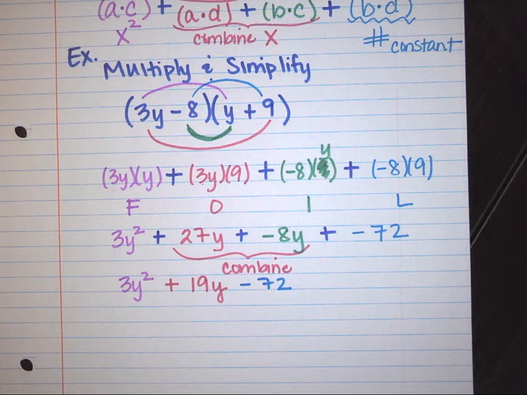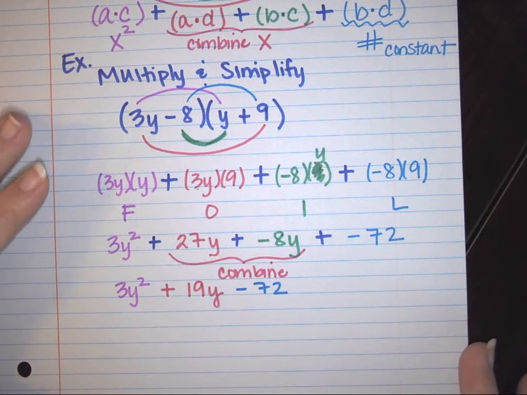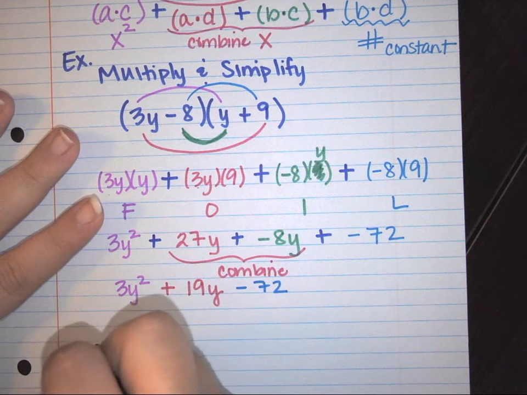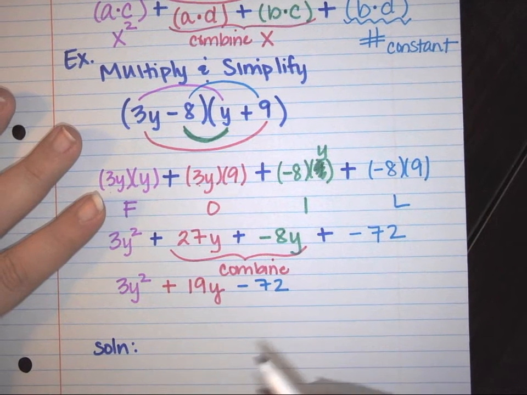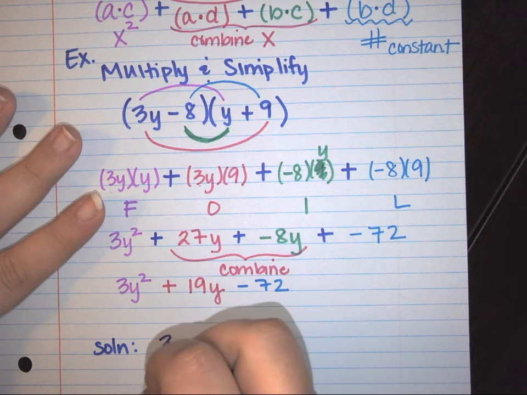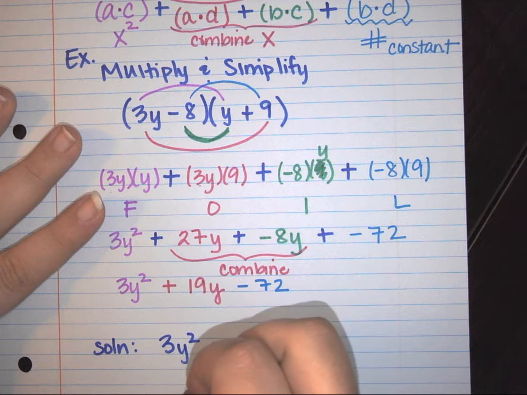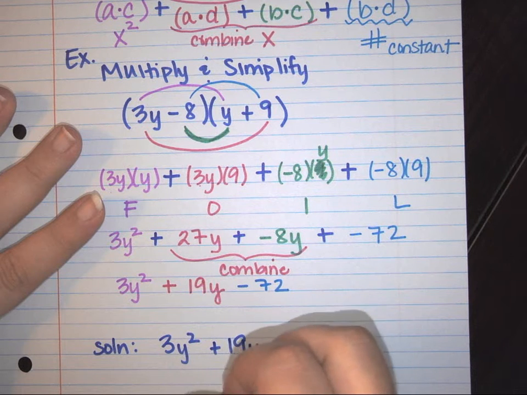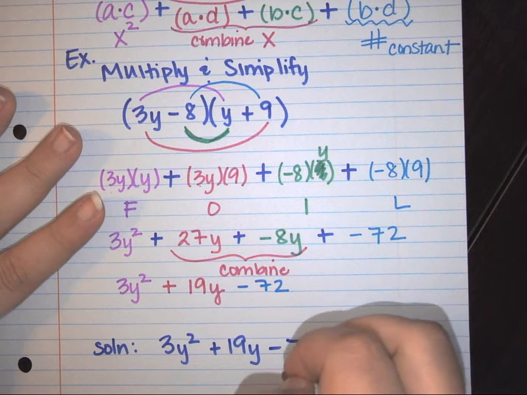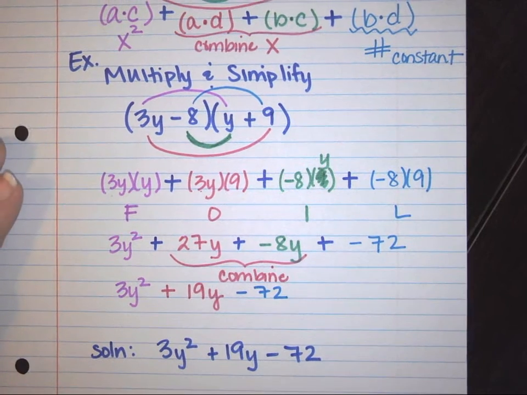So overall, first, outer, inner, last, notice it reduced down to giving you a trinomial. Trinomial means 3 terms. Okay? So your solution would be 3y squared plus 19y minus 72. Okay.